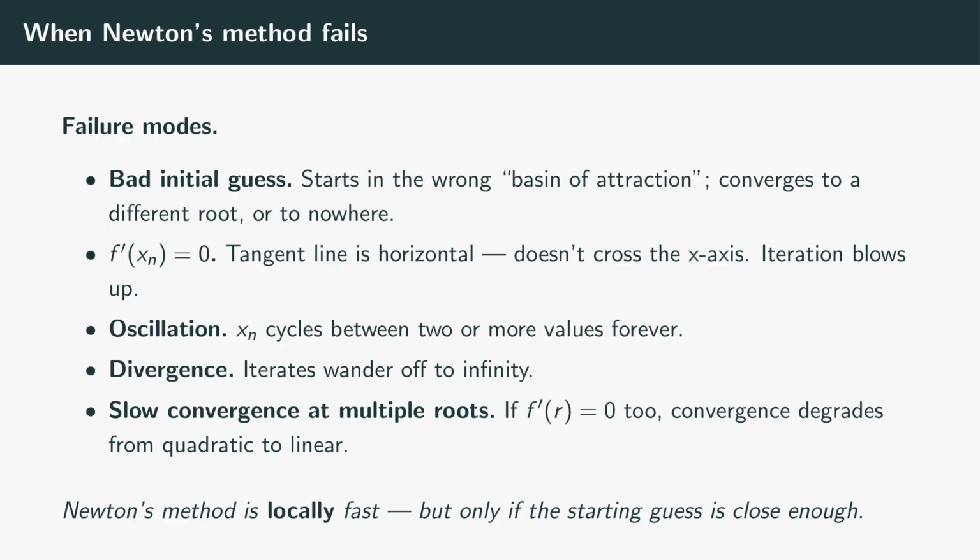Fifth and subtler, if the root is a multiple root, meaning f of r equals 0 and f prime of r equals 0, the quadratic convergence degrades. You still converge, but only linearly, so Newton's method needs to be treated with respect. It's locally fast, meaning fast when you start close, but it's not globally reliable. In production code, you usually combine it with a slower but bulletproof method like bisection.